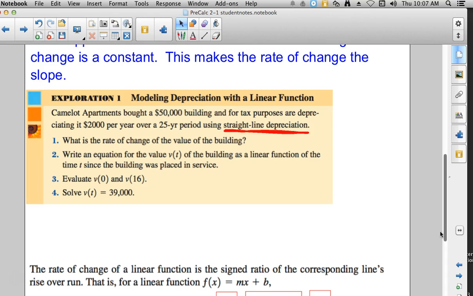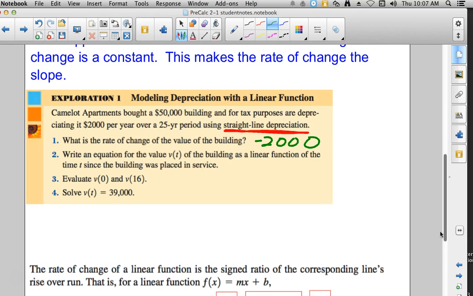So it says, what is the rate of change of the value of the building? So basically, what are they doing to this every year? What's going to happen to the value of the building at the end of the year? It'll be 2,000 less. That's our slope. Negative 2,000. It will be 2,000 less than it originally was.